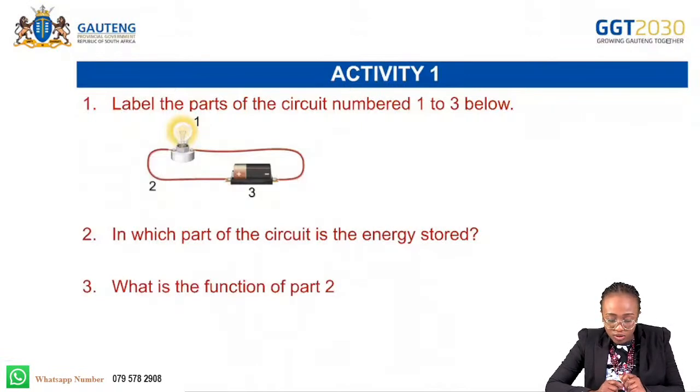Question 1. Label the parts of the circuit numbered 1, 2, 3 below. So we've got part 1, part 2, part 3. You need to give us labels for those. Question 2. In which part of the circuit is the energy stored? Question 3. What is the function of part 2? Take 4 minutes to quickly answer these questions. Then after 4 minutes, we will do the solutions together.